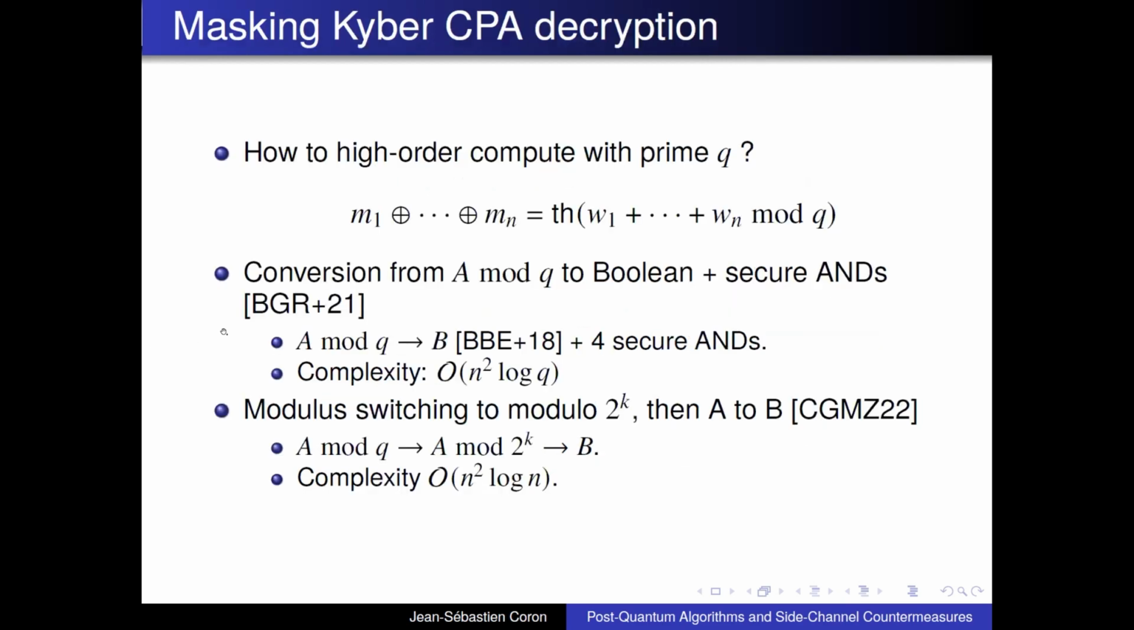So now how do we proceed when we have a prime Q? Because here in Kyber, the value is modulo Q. In this paper, the technique was to apply an arithmetic to Boolean conversion modulo Q, because this conversion algorithm was described in this paper. And then one must apply some binary circuits. So we have 4 secure ANDs, and eventually it works. The complexity is n squared log Q.